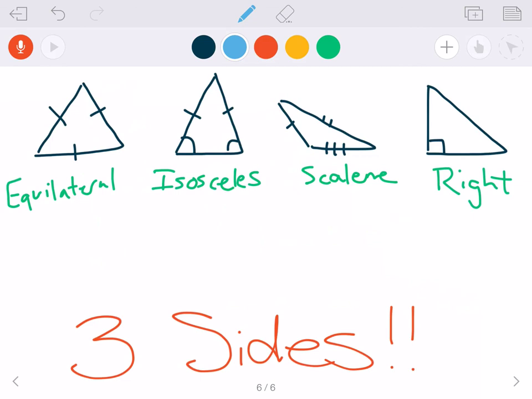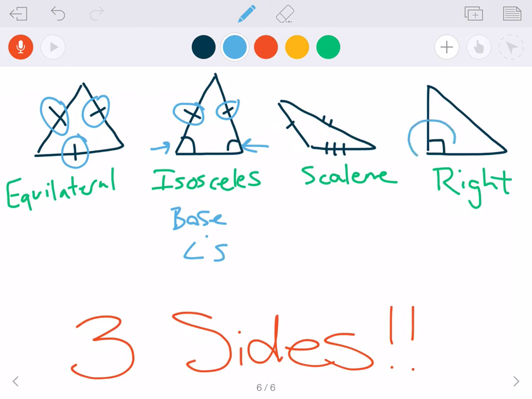Finally, triangles are three-sided shapes. Tri means three, and for the most part, you have several triangles to choose from. An equilateral triangle is a triangle where all the sides are equal to each other. Isosceles has two equal sides, and that also means those two angles are congruent, and those are called base angles. Scalene triangles have no sides the same, and a right triangle has a right angle in it.